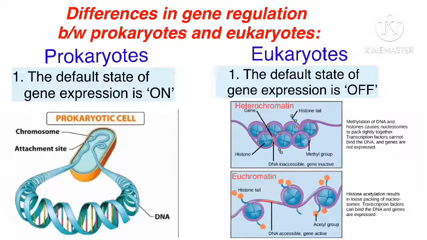The genes in the dense heterochromatic regions are not accessible for transcription and hence they remain inactive. So for gene expression to occur, eukaryotes must modify its dense heterochromatin into a more open beads on string euchromatin form to expose the gene for transcription.